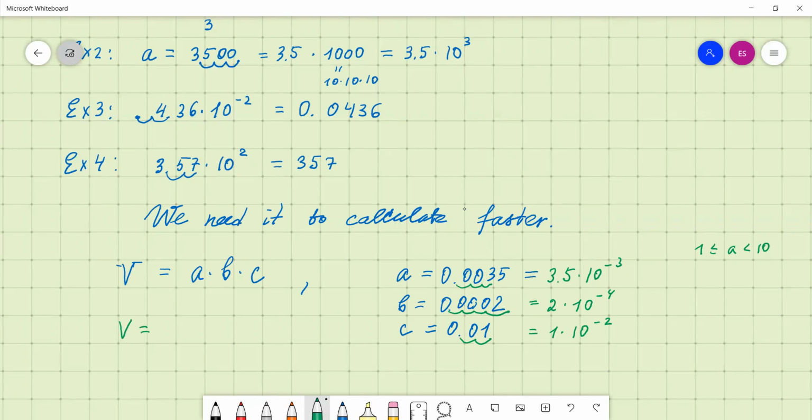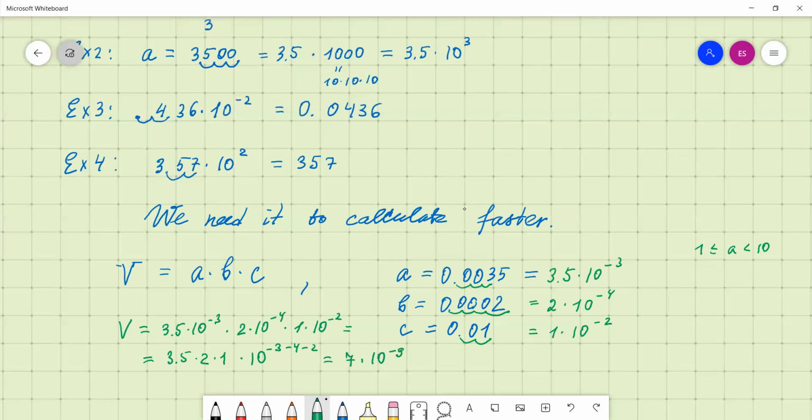You see how fast it's going to be. So 3.5 by 10 to the negative 3, by 2 by 10 to the negative 4, and by 1 by 10 to the negative 2. First, I'm going to multiply all the numbers, 3.5 by 2 and by 1. And then I'm going to calculate the power of 10: minus 3, minus 4, and minus 2. So what I have in total: 2 by 1 is 2, right? 3.5 by 2 is going to give me 7. And the net power is minus 3 minus 4 is minus 7, minus 2 is minus 9. So 7 by 10 to the minus 9, that's the final answer.